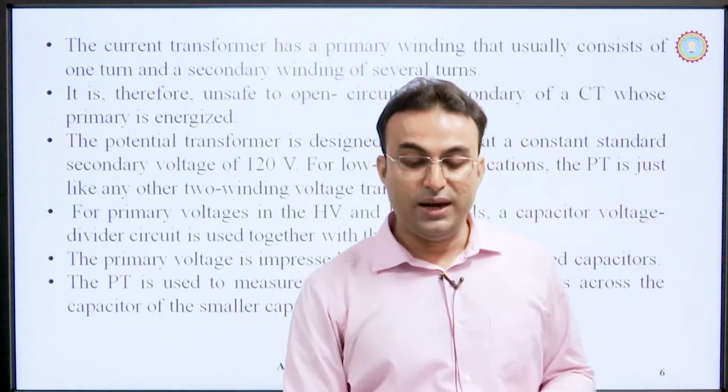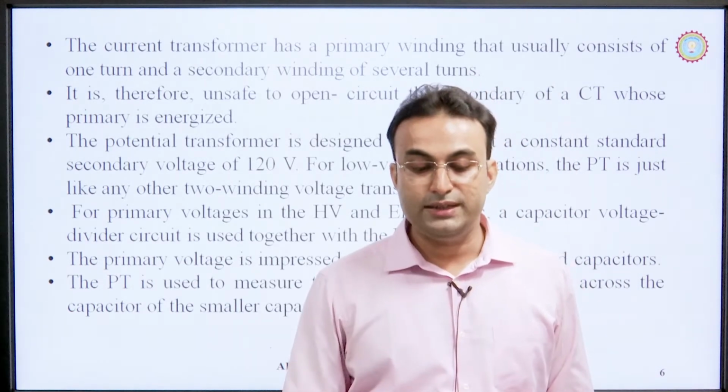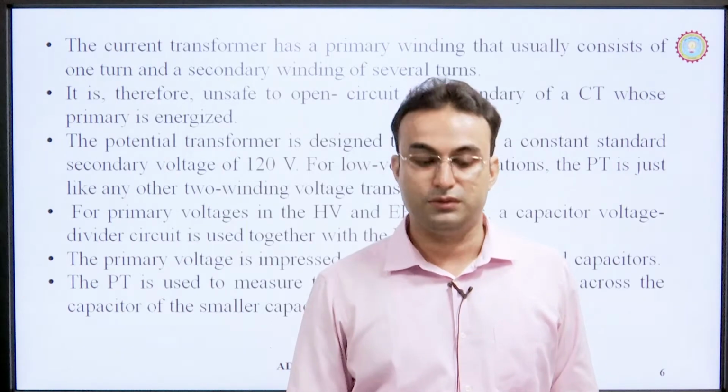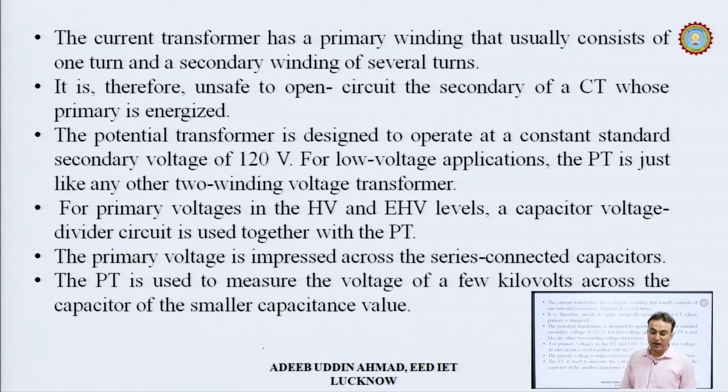Now the current transformer has a primary winding that usually consists of one turn, and a secondary winding of several turns. That is why in the substations of a power system, you can see current transformers with a bar type structure. The bar is the primary of this type of current transformer, and the secondary has some turns.